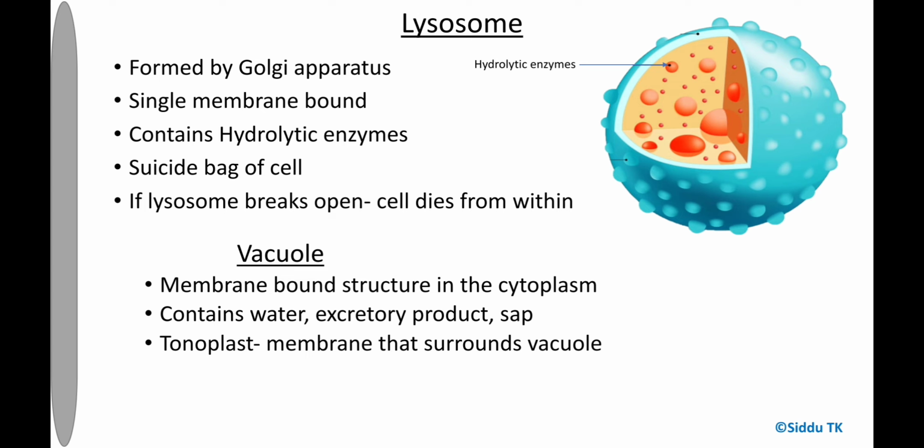The last organelle in the endomembrane system is the vacuole. Remember, in animal cells, you don't find large vacuoles. Large vacuoles are present only in plant and fungal cells. Vacuole is a single membrane bound structure. The name of that membrane is tonoplast. Vacuoles mainly contain water and sap. Sap is nothing but sugar solution.